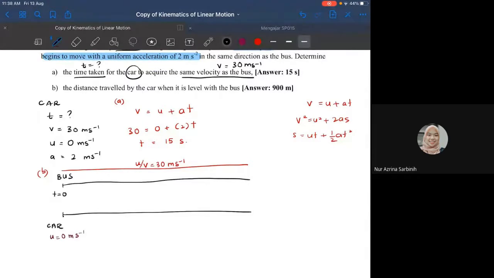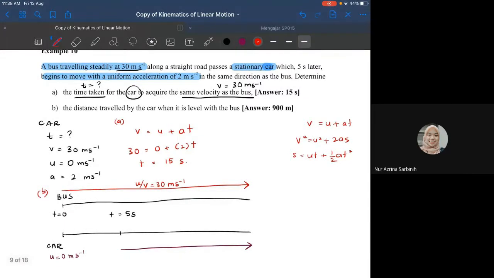Lepas tu bila time sama dengan 5 second, katalah kat sini, lepas tu barulah dia start bergerak kan. Car tu start bergerak. Okay, Miss buat car tu bergerak starting kat sini. Car tu bergerak kat sini. Okay. So dia cakap barulah car tu start bergerak di mana as uniform acceleration banyak 2 meter per second squared. So kat sini car tu bergerak. Tak tahu speed dia berapa tapi 2 m/s² lah.